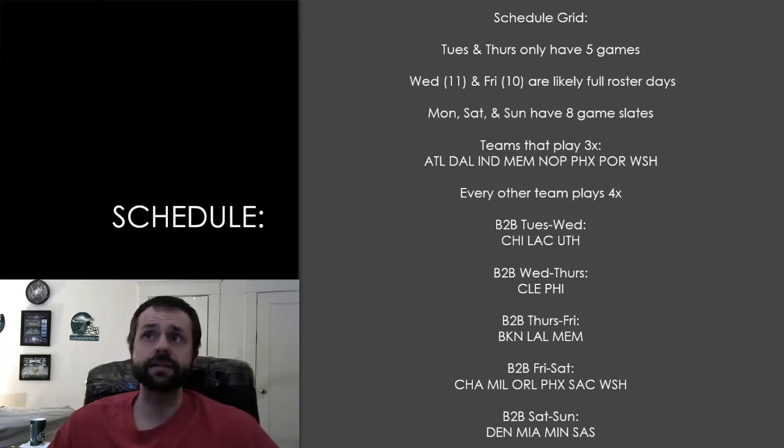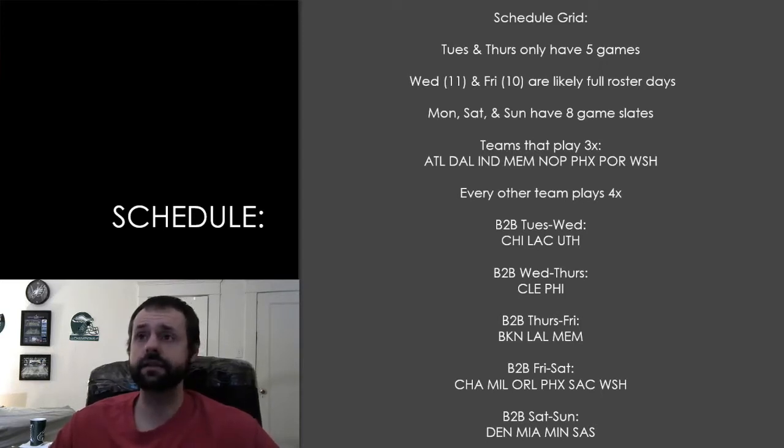For the back-to-backs consisting of Tuesday and Wednesday, those teams are Chicago, the Clippers, and Utah. Back-to-backs on Wednesday and Thursday consist of Cleveland and Philadelphia. Back-to-backs on Thursday to Friday consist of Brooklyn, the Lakers, and the Grizzlies. Back-to-backs on Friday and Saturday consist of Charlotte, Milwaukee, Orlando, Phoenix, Sacramento, and Washington.